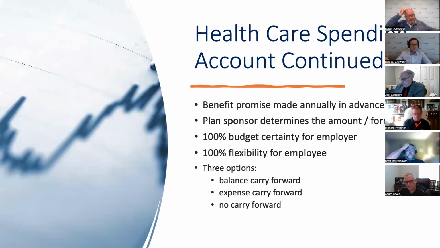The benefit promise on a healthcare spending account is critical. It's got to be made annually in advance. So you get, for example, $1,200 a year in your healthcare spending account. That's made annually in advance. The plan sponsor determines the amount or the formula for the money to go in there. It's 100% budget certainty for the employer. The cost isn't going to go up unless the employer decides that.